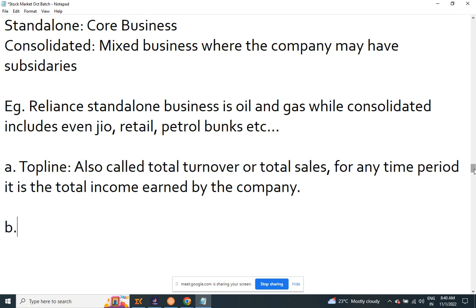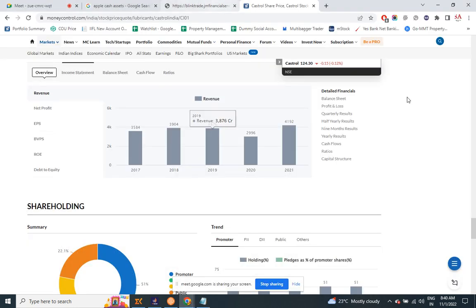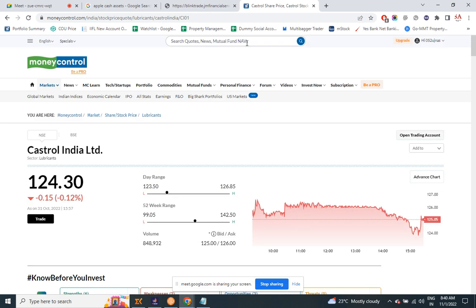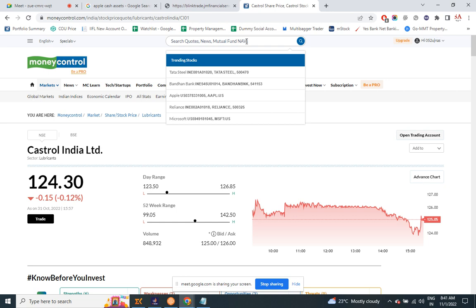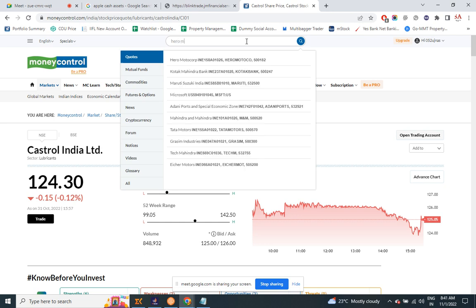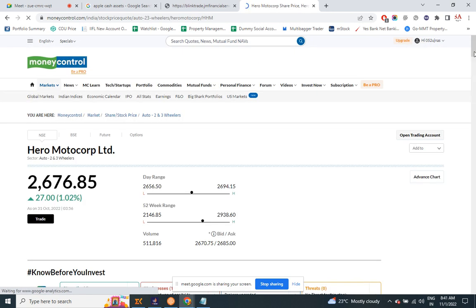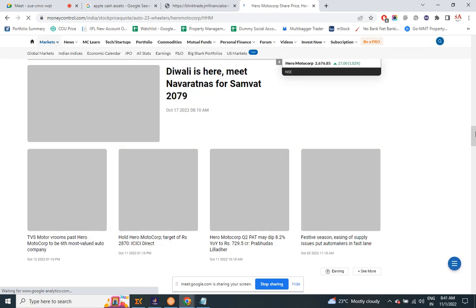So we'll take an example of one company, let's say Hero Motocorp. Hero Motocorp is the biggest two-wheeler company in the world. By the number of sales of two-wheelers, Hero Motocorp is number one globally on this planet. So where can we find the profit loss report? If you scroll down, you'll be able to see it.